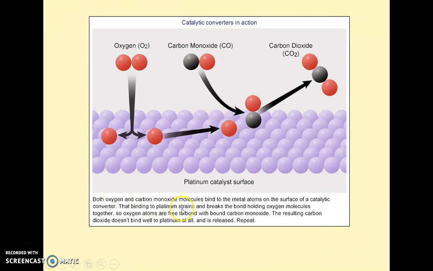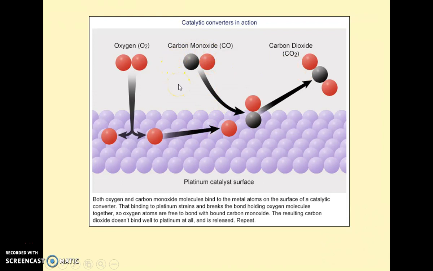So if we take a look at what the text says, it says both oxygen and carbon monoxide molecules bind to the metal atoms on the surface of the catalytic converter. So here is the platinum. That binding of the platinum strains and breaks the bonds holding the oxygen molecules so they can break apart. And then the oxygen atoms are free to collide with the carbon monoxide, which is also attracted to the platinum surface, to form carbon dioxide, which is not attracted to platinum, so it's released. And then this can repeat and repeat.